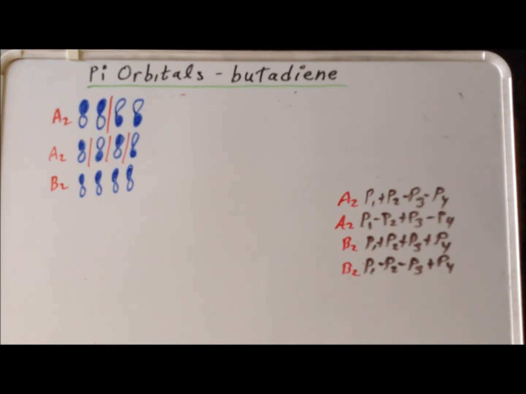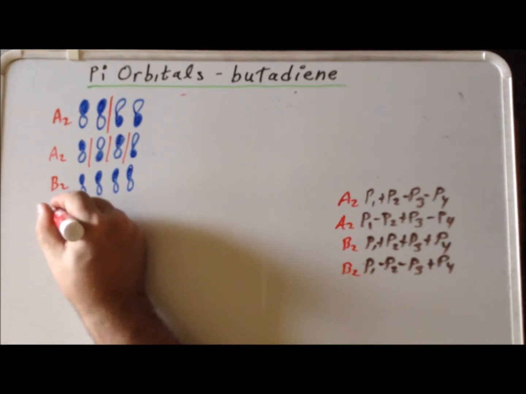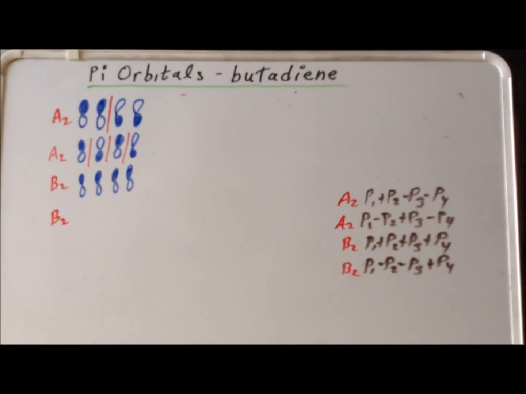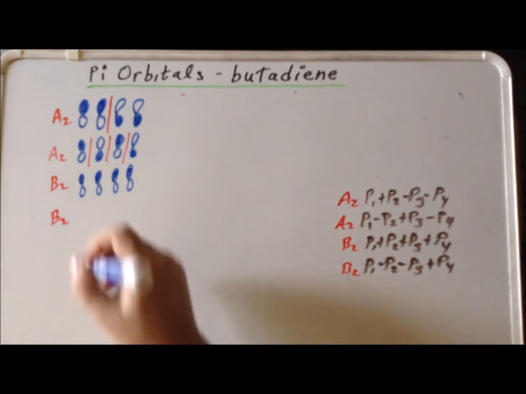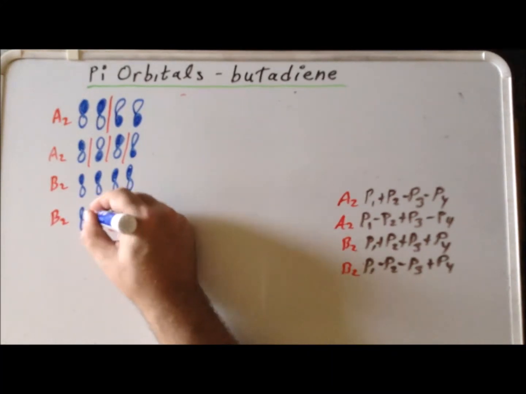Then for our final entry, B2, P1 minus P2 minus P3 plus P4, we notice that P1 and P4 have a positive coefficient. So let's sketch this out very quickly here.